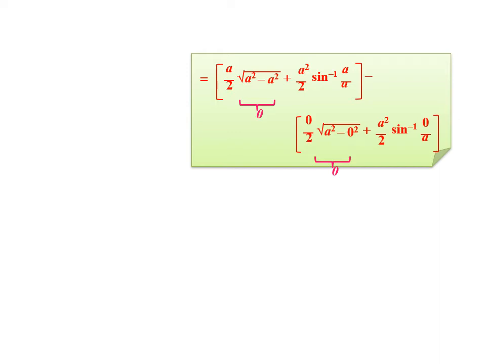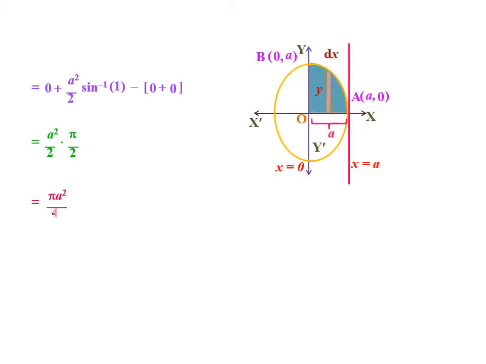So the first term in both the expressions will be 0, and even the second term in the lower limit is 0. So we need to simplify only one term, a square upon 2 sine inverse 1. The rest of the terms are 0. So a square upon 2, keep it as it is, sine inverse 1 is pi by 2. So the value of the area of the quadrant is pi a square upon 4.